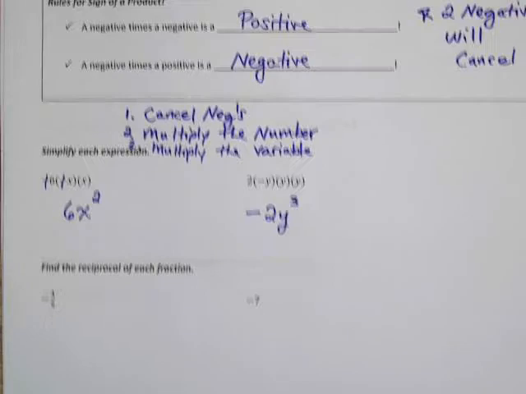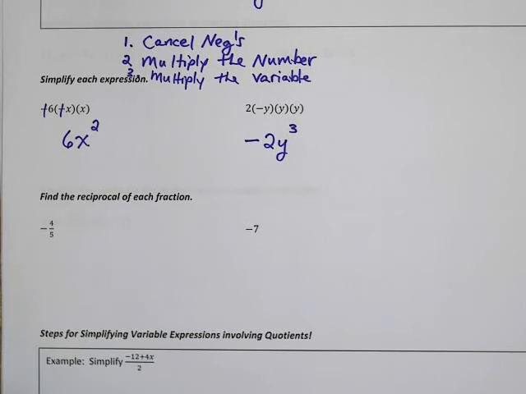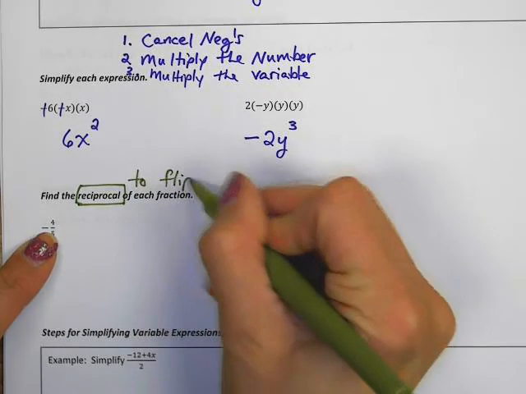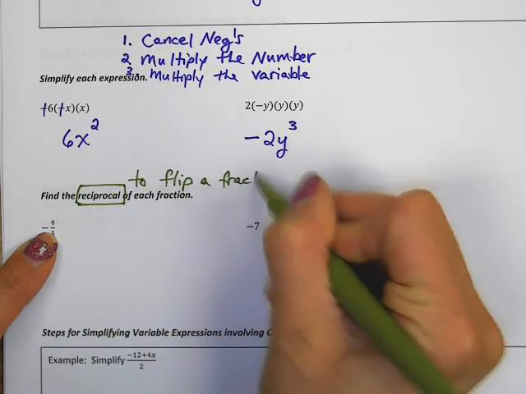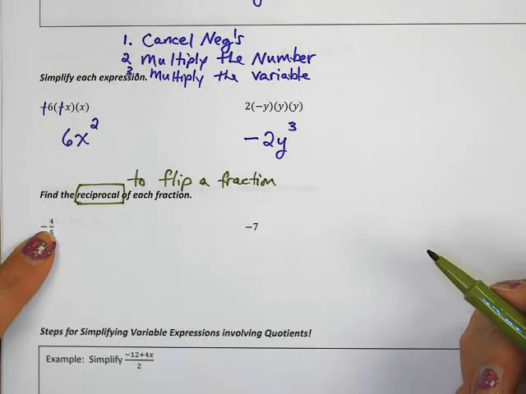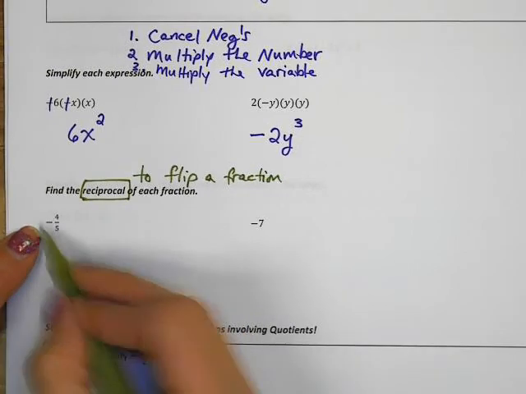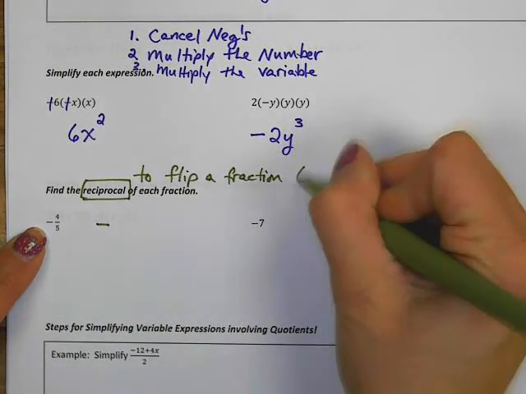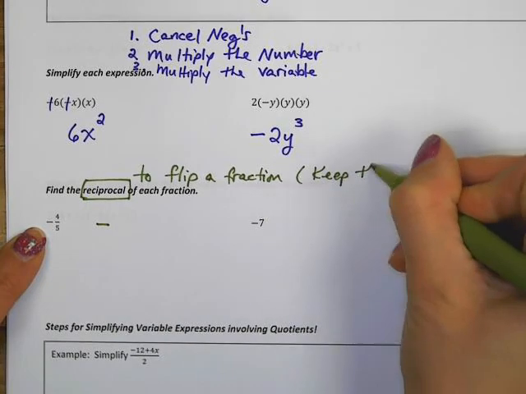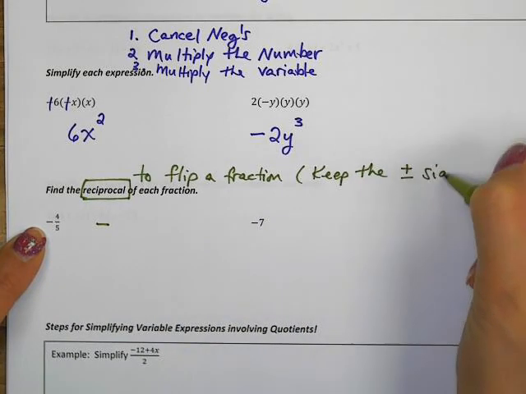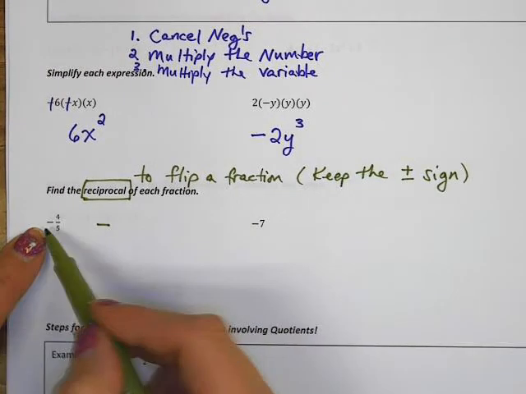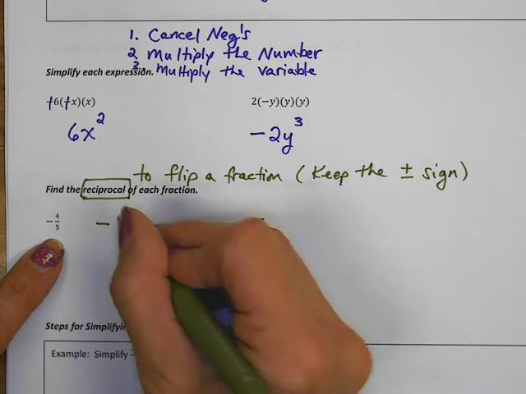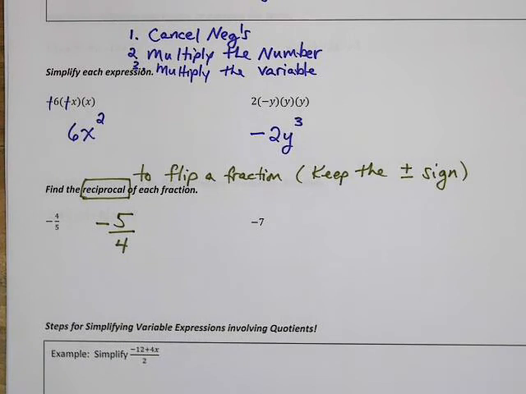The second thing that we studied in Chapter 2 that you have to remember is reciprocal. Reciprocal means to flip a fraction. Okay, so here's our first example. If the fraction is negative, then the reciprocal is negative. Okay, so let's write a note here. Keep the plus or minus sign. You don't change the negative sign, you keep that. And then I'm going to flip, not 4 on top, but 5 over 4, negative 5/4.